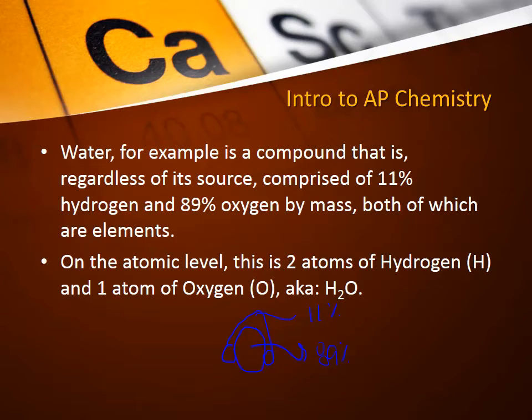We talked about the average atomic mass of an element always being the same, which is why these will always be 11% and 89%. And this kind of goes back to our objective again. But as a reminder, this is just 2 atoms of hydrogen and 1 atom of oxygen, which we do commonly call H2O.